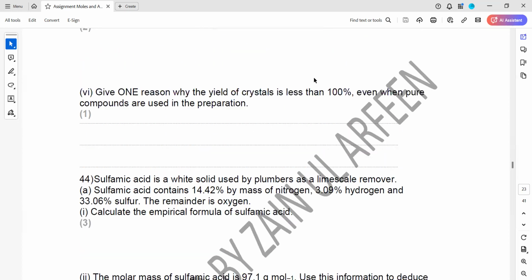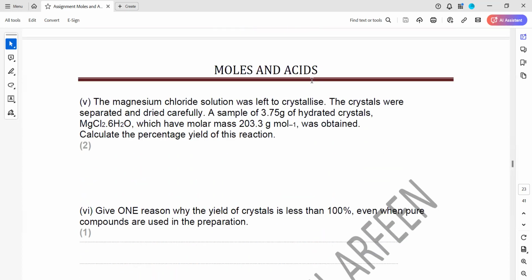So give one reason why the yield is less than 100% when we do crystallization. You have to learn these points. So what is the reason for that? When we are transferring, some of the solution is left on the filter paper, that is one thing. Or not all the substance crystallizes, or there is loss on transferring from one container to another, like some of the solution might be left in one container. That also leads to a reduction in the amount from what we expect.